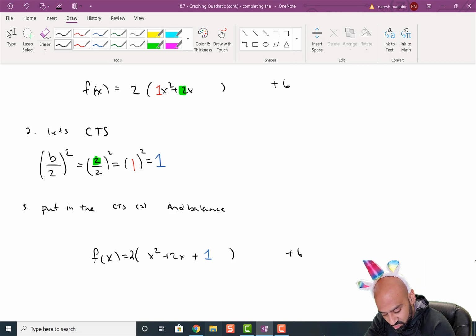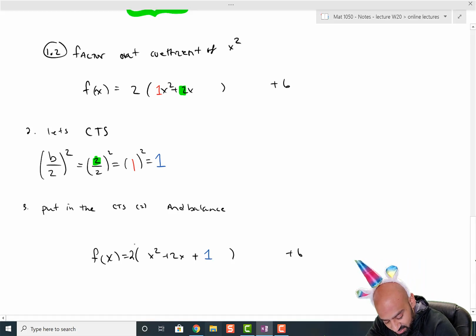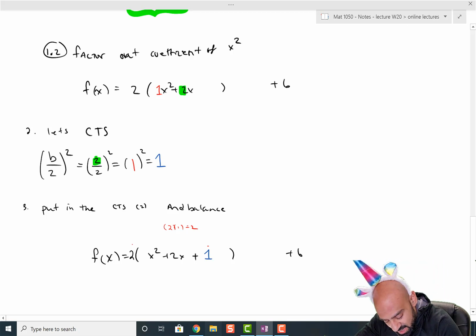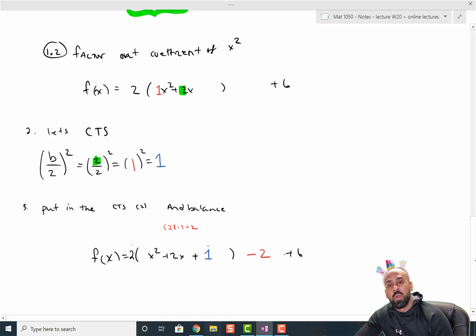It's a positive 2. So that means if this times that gives me 2 times 1 is positive 2, then in fact, to balance a positive 2, what do I need? That's right, a negative 2. Okay, so we completed the square, we put it in, then we balance it out. That's the biggest thing you've got to get behind.